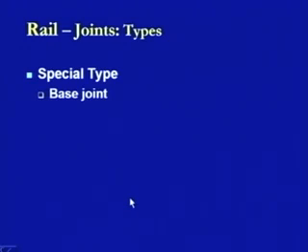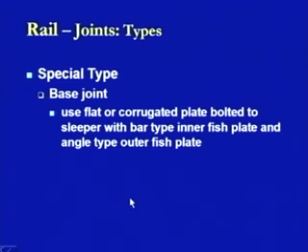Then there are some special types of joints. One joint is known as the base joint. In the case of a base joint, we use a flat or corrugated plate, and these plates are bolted to the sleeper using bar type inner fish plates or angle type outer fish plates. What happens in this one is that two types of fish plates are used, an inner and an outer fish plate.